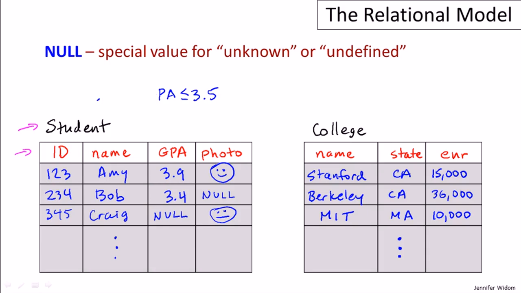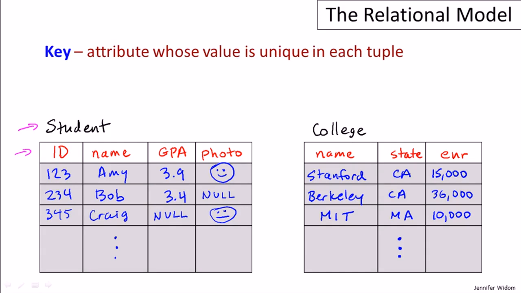Let me erase this now, and let's move on to our next concept, which is the concept of key. Key is, again, another important concept in relational databases, and a key is an attribute of a relation where every value for that attribute is unique. So if we look at the student relation, we can feel pretty confident that the ID is going to be a key. In other words, every tuple is going to have a unique value for ID.